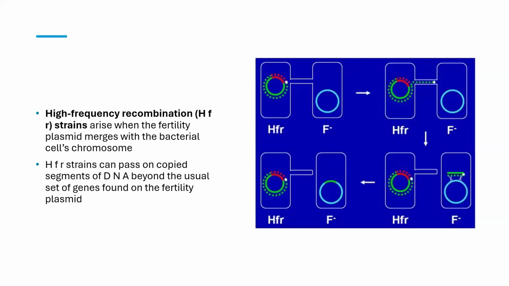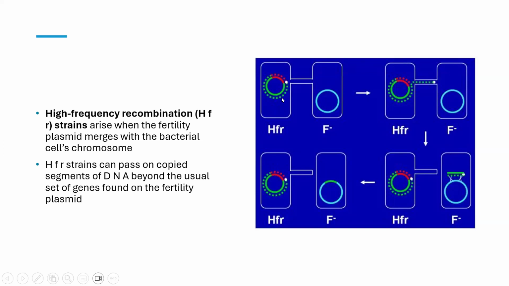Occasionally, when we're transferring plasmids, you can get the formation of HFR strains, or high-frequency recombination strains. And this is when the fertility plasmid merges with the bacterial chromosome. And when this happens, the HFR strain can pass copied segments of their own DNA in addition to the fertility plasmid.